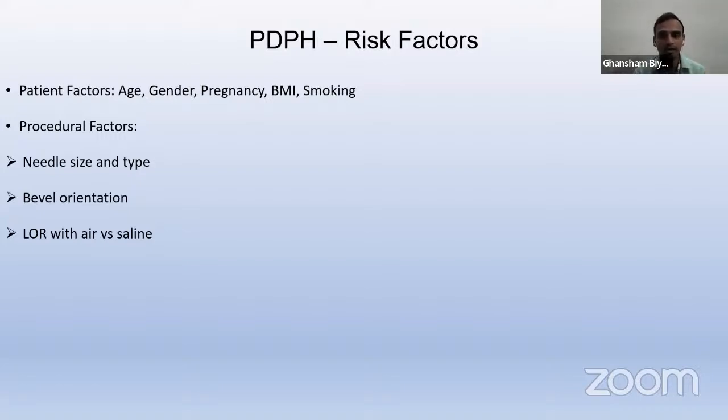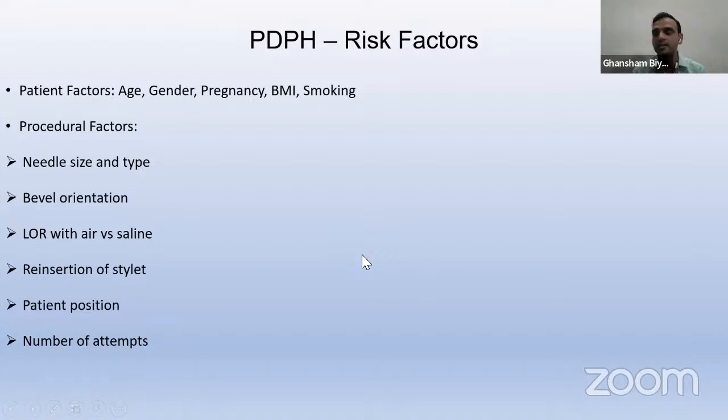Coming to other important things, reinsertion of a stylet. So few people say once you inject the local anesthetic, you reinsert your stylet and then take the spinal needle out, because the theoretical teaching is that there may be a possibility that one of the fibers of the dura mater may get strangled, and you may cause avulsion of it when you are taking the spinal needle out without reinserting the stylet. But again, there is not much evidence for me to make any comment on this one.